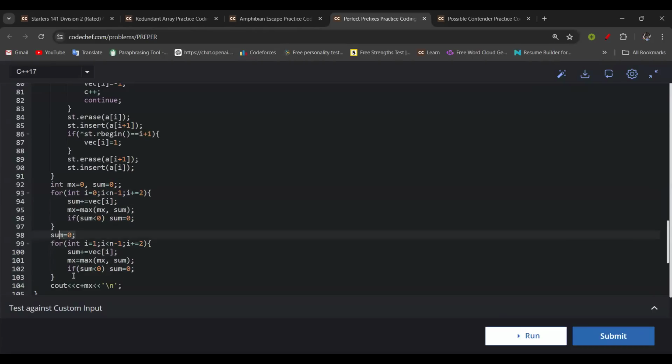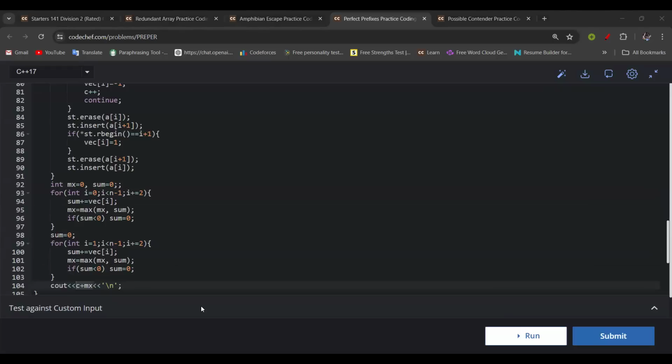Again, initialize sum with 0. Same thing for i equal to 1, with i plus equal to 2, for odd indexes. And then in mx, I got the maximum by taking the max at both places. My final answer would be C plus mx. C was the beauty of the original array. mx is the extra beauty we can add using operations, the maximum extra beauty. So that's our final answer.